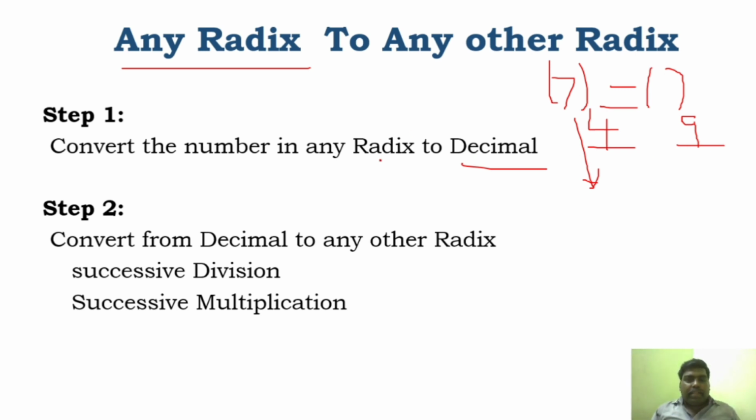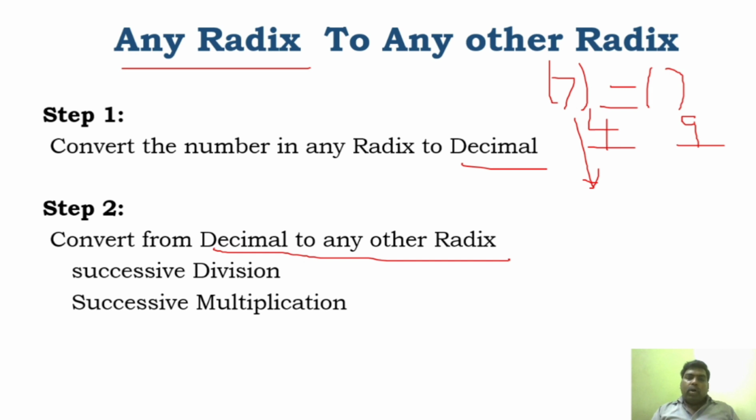We have made a separate video for any radix to decimal, right? Just go through that. For that, the rules and regulations are that we will expand and multiply, right? So that we can convert any radix to decimal. Similarly, decimal to any radix, we have also made a video. Decimal to any radix has 2 steps involved: for the integer part you will use successive division and for the fractional part you will use successive multiplication.